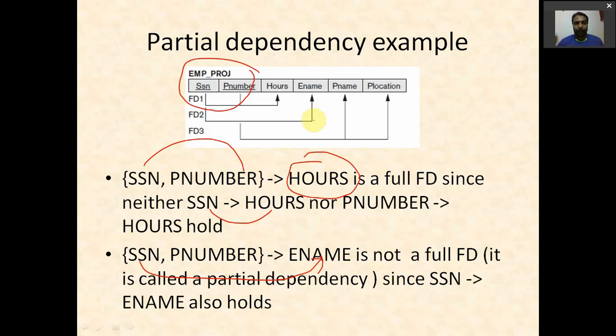Full functional dependency means we cannot remove any attribute from this functional dependency and still have a functional dependency. That is, if you remove an attribute and say SSN to hours, that does not hold. And also if you remove SSN and say P number to hours, that functional dependency also does not hold. So then we can say this is fully functionally dependent. Here, this is not fully functional dependent because we can have a functional dependency SSN to E name, because E name depends on SSN alone. So it is a partial dependency.